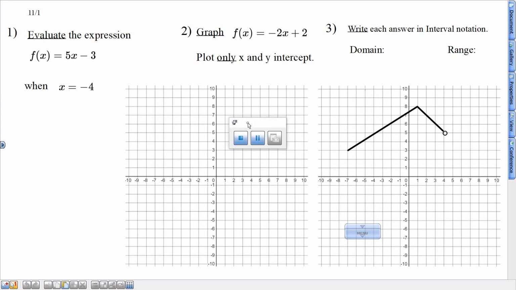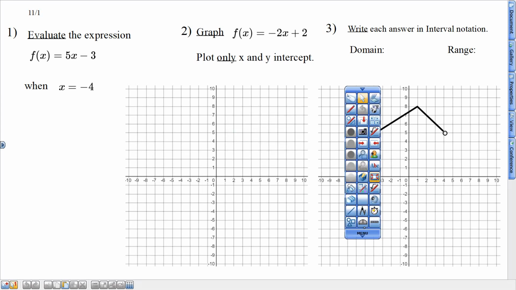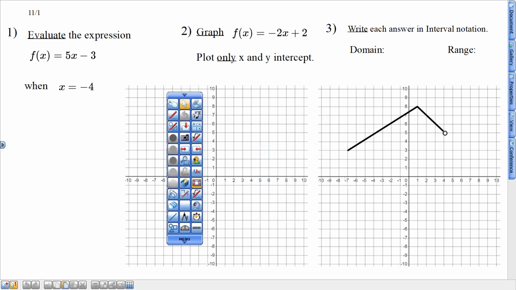Okay, this video is going to help you understand what you need to understand for quarter two so far. So here we go. First one is evaluating, where I give you a number to plug in for X and have you do the math.